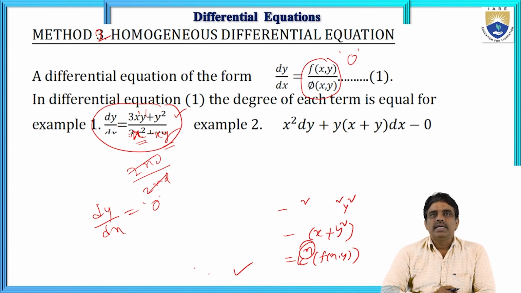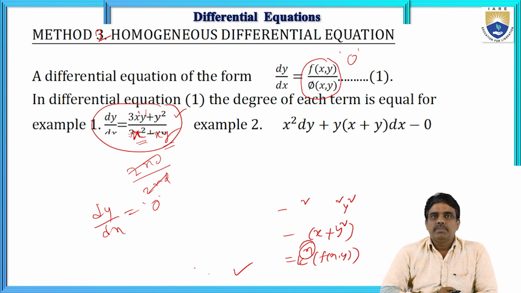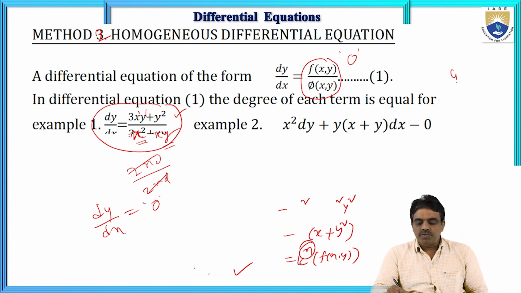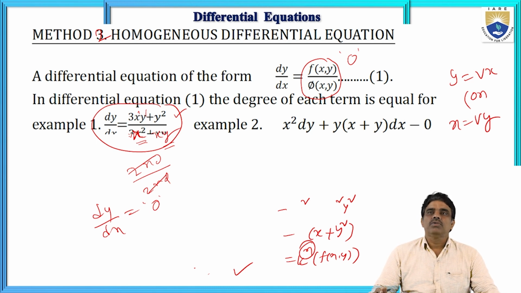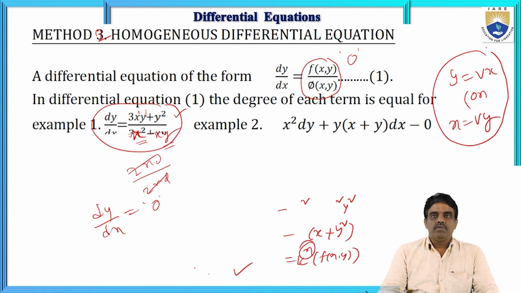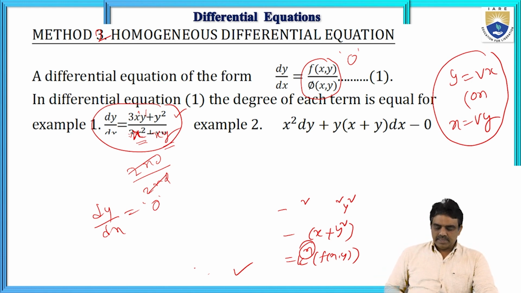So when the given differential equation is a homogeneous differential equation, what procedure do we have to follow to get the solution? We can convert this into variable separable form by using the substitutions y is equal to vx or x is equal to vy, based on the given equation. The differential equation dy by dx is equal to f of x, y by phi of x, y can be reduced to variable separable form by taking the substitution y is equal to vx or x is equal to vy. This I will explain in the next slide.